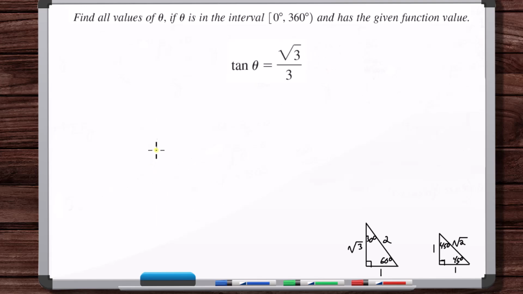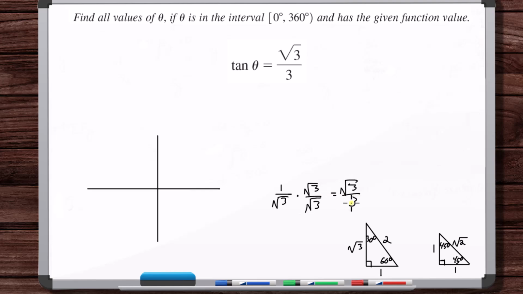Okay, so in what quadrants is tangent positive? That's going to be the first and the third. Okay, so root 3 over 3, does that correspond to anything? Looks like it doesn't. But remember, 1 over root 3, when you rationalize that, is root 3 over 3. So we're looking for 1 over root 3, and we see we have that. That's the ratio of these two sides.